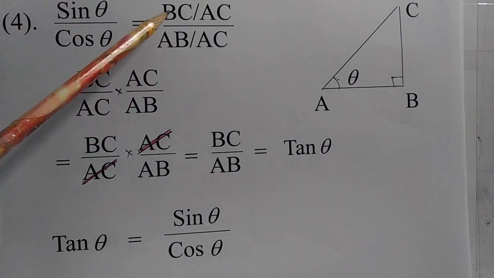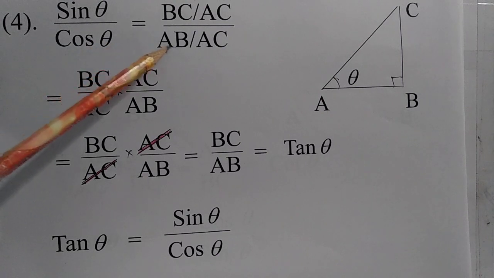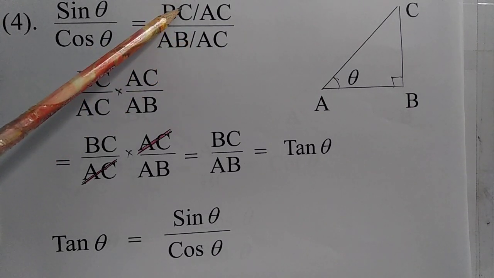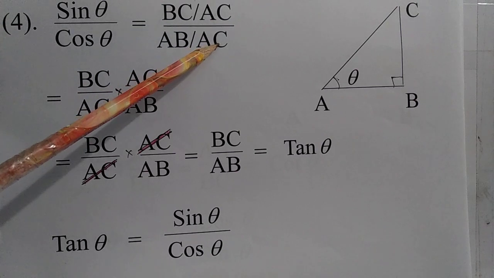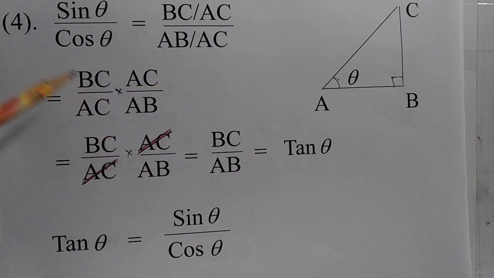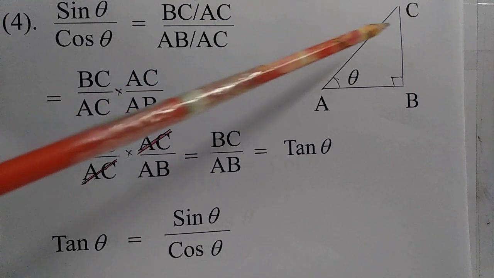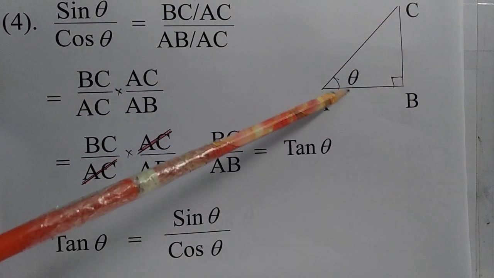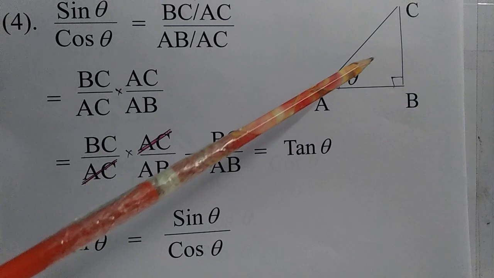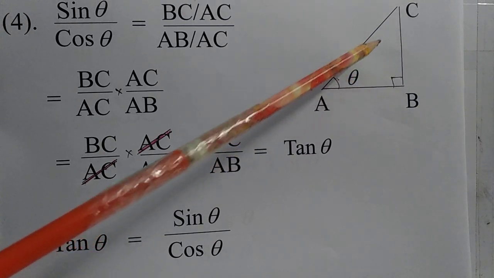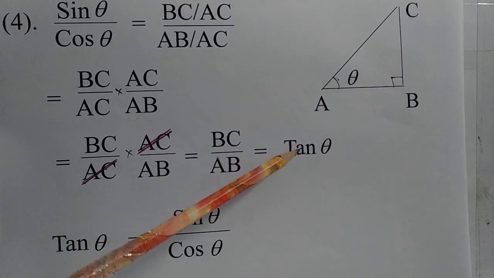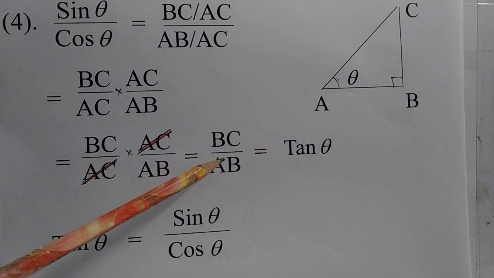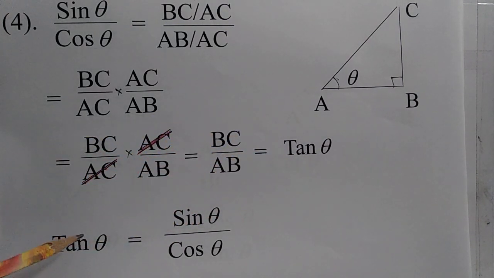Sin theta equal to BC by AC. Cos theta equal to AB by AC. We write this as BC by AC into AC by AB. Here AC gets cancelled. We got BC by AB. BC is the opposite side and AB is the adjacent side to theta. So the ratio between opposite side to theta and adjacent side to theta is defined as tan theta. So BC by AB equal to tan theta. Therefore tan theta equal to sin theta by cos theta.